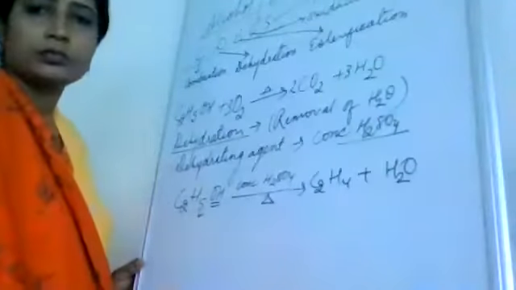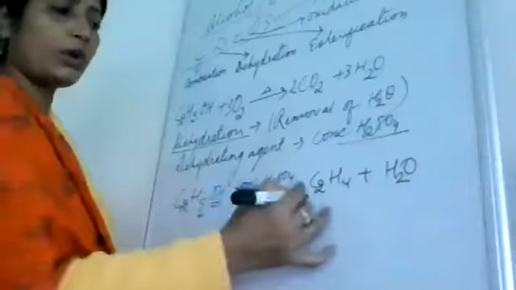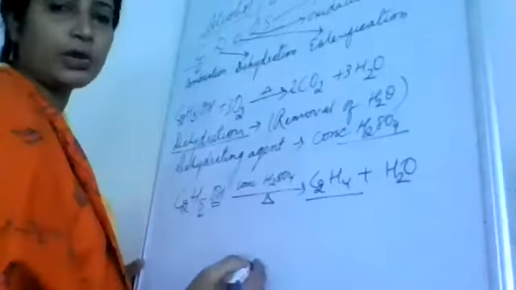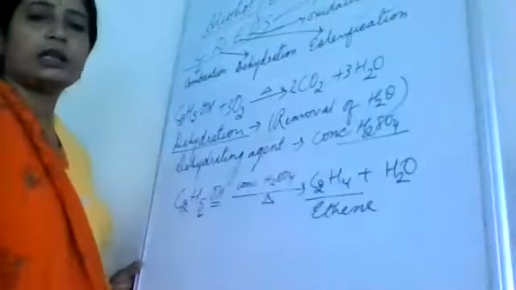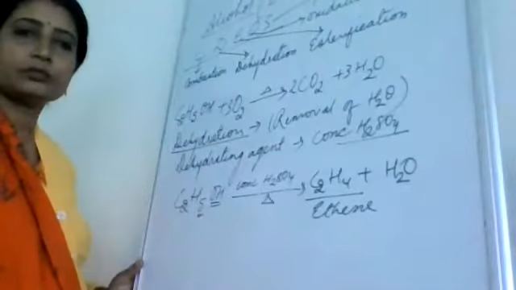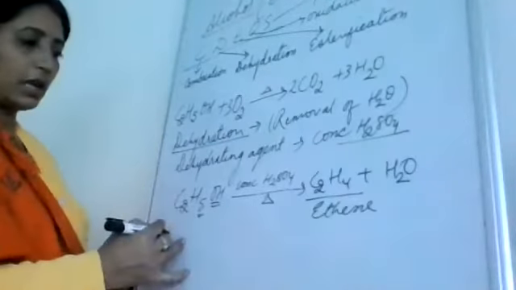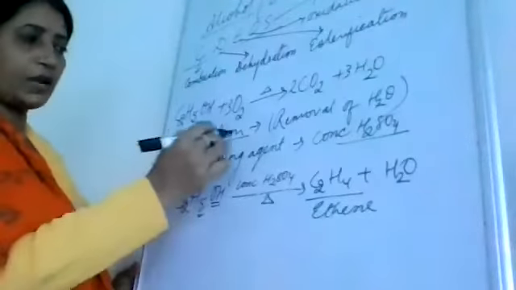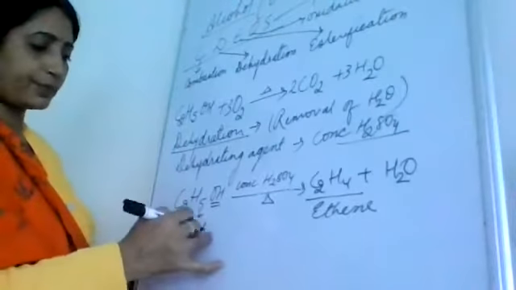Yes, ma'am. You will get C2H4. And what is this C2H4? This is an unsaturated compound. That is called ethene. Okay? Next, dehydration is done. Next is esterification.